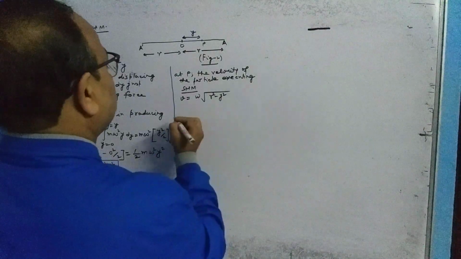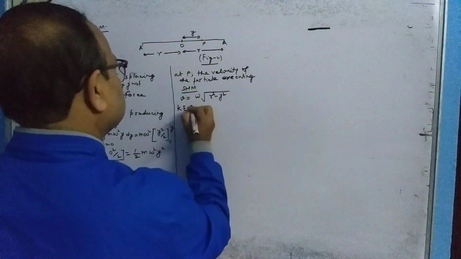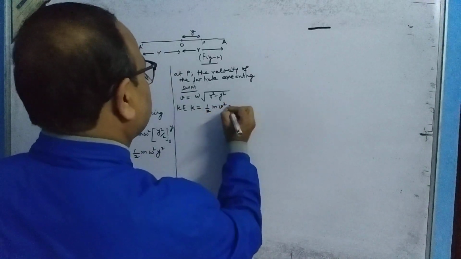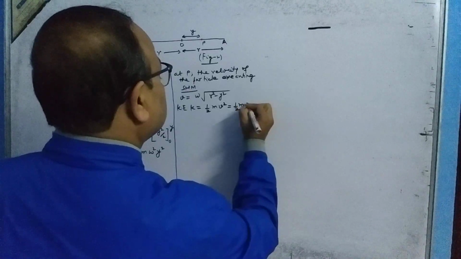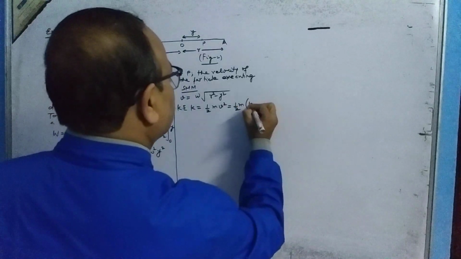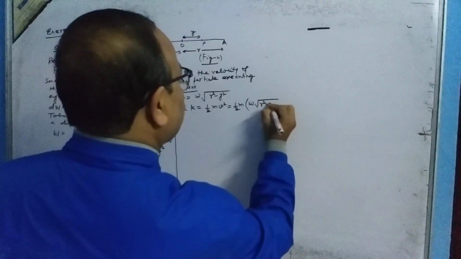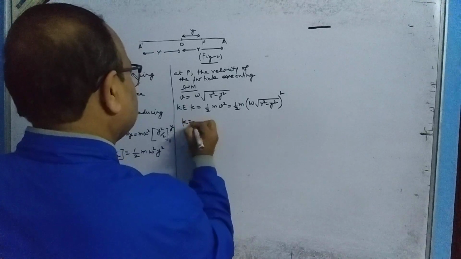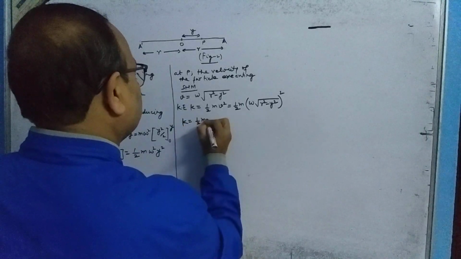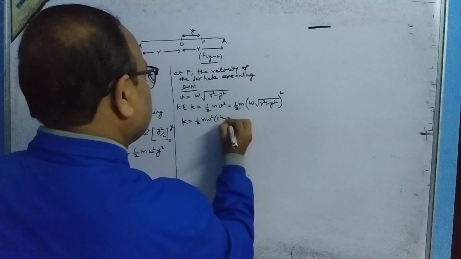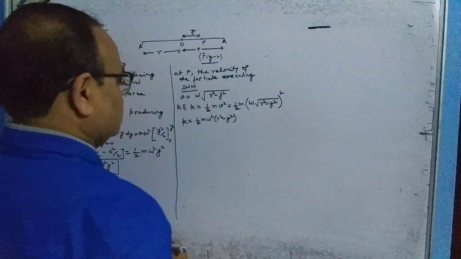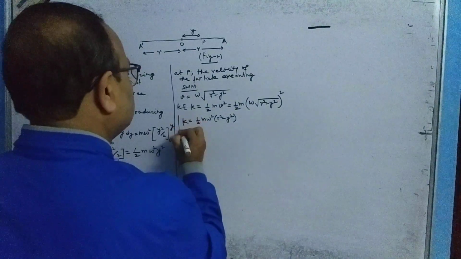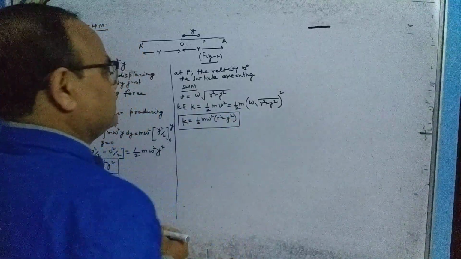Then what will be its kinetic energy? Kinetic energy, capital K, is equal to half mv square. Half m, in place of v I write here omega root r square minus y square whole square. So capital K should be equal to half m omega square (r square minus y square). Look, this is the kinetic energy of the motion.